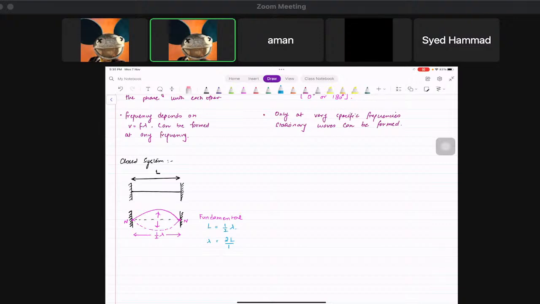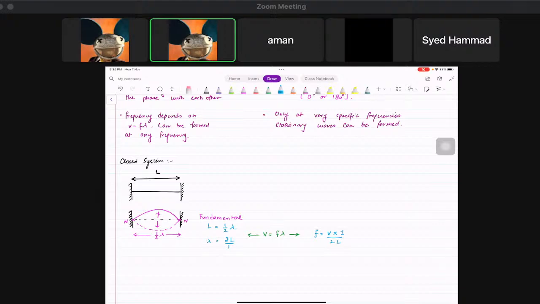Alternatively, because we know that frequency and wavelength are connected by this equation, for frequency we can write it like this. We can replace lambda, so frequency will be velocity times 1 over 2L. Okay, is it clear? If you have any questions, let me know, okay?